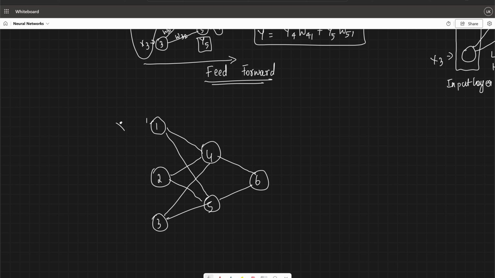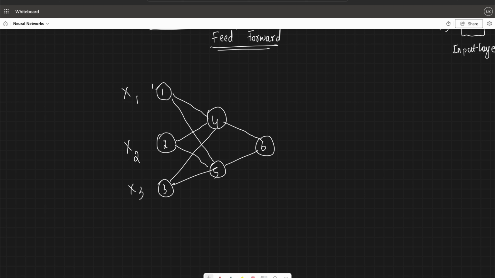And assume the inputs are x1, x2, x3, wherein all these values can be any numerical number. Let me also write another neuron called B1 and here a B2. And let me connect B1 to 4 and 5 and B2 to 6. We'll see why I connected it that way.